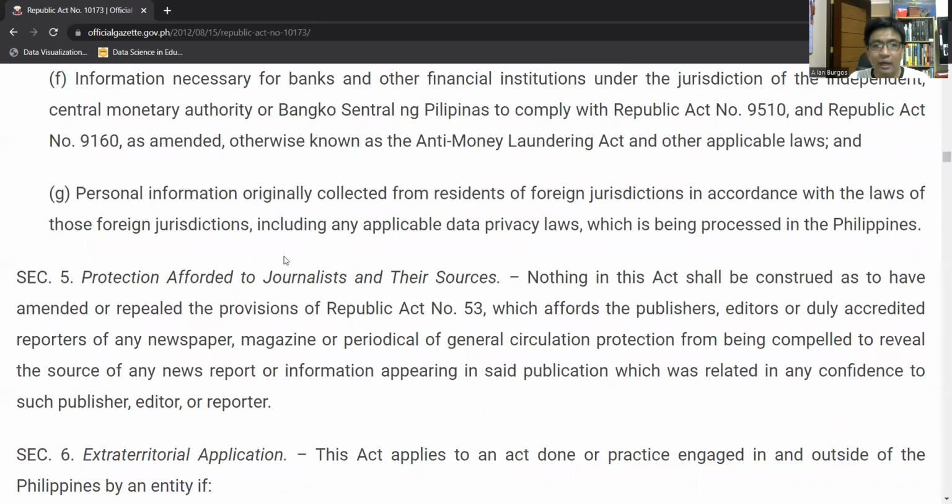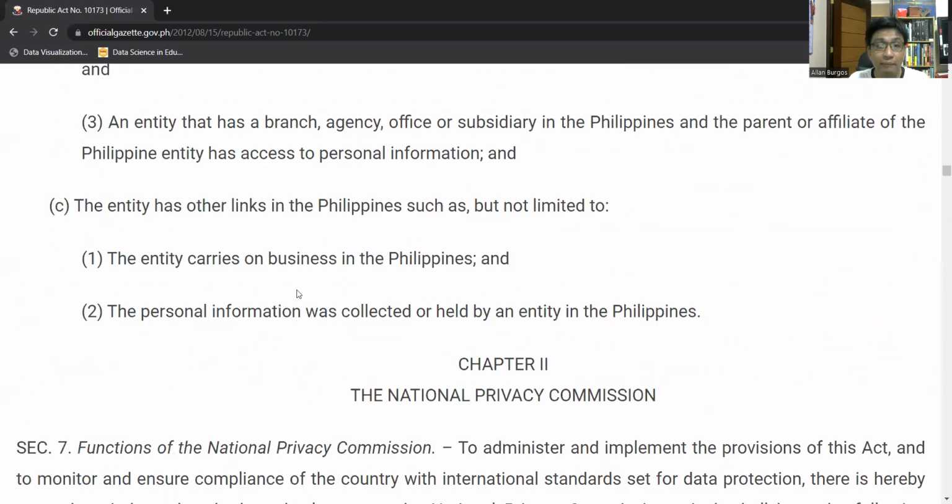Okay? Letter F. Ang haba ng ano, no? Teka lang. Ayan, malapit na po.